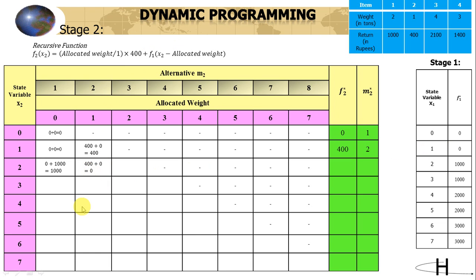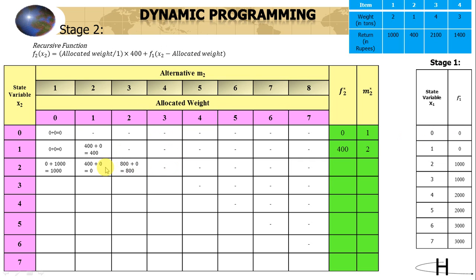Now when we allocate weight 2, the value of the recursive function will be 2 divided by 1 multiplied by 400, so it will be 800 plus f1 of x2, that is 2 minus allocated weight, that is 2, so 2 minus 2 it is 0, so f1 of 0 it is 0, so 800 plus 0 equal to 800. Now we cannot allocate weight 3.